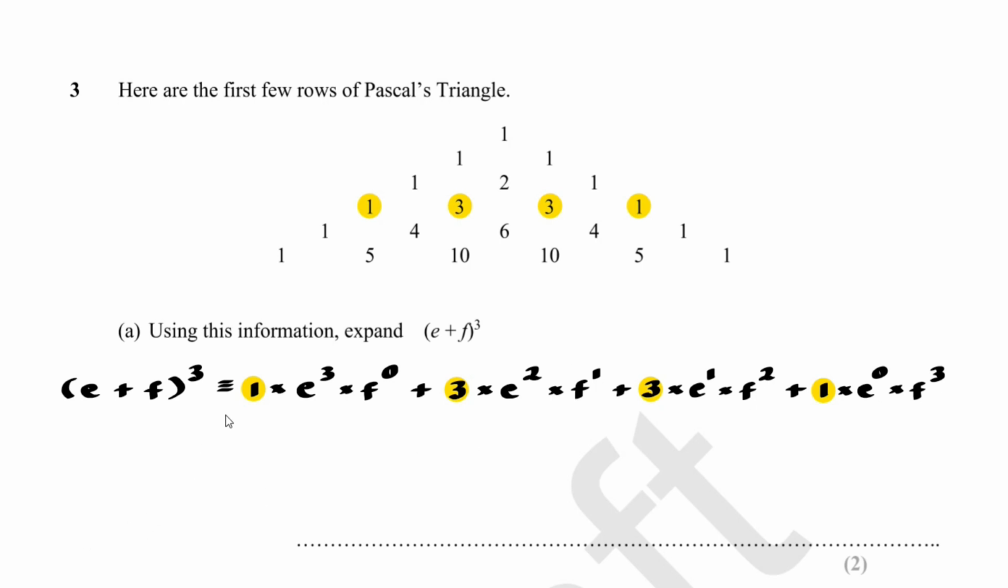So let's simplify all this. 1 times e cubed times f to the 0, that's e cubed. 3 times e squared times by f to the 1, that's 3e squared f. 3 times e to the 1 times f squared, that's 3e f squared. 1 times e to the 0 times f cubed, that's just f cubed. And therefore, e plus f to the power of 3 is equivalent to e cubed plus 3e squared f plus 3e f squared plus f cubed.